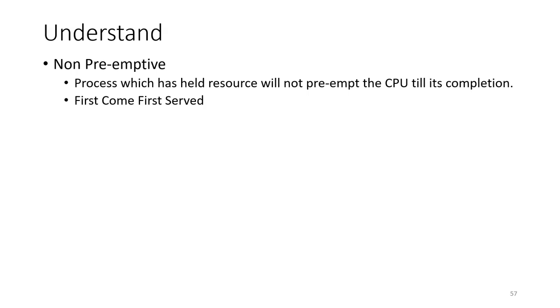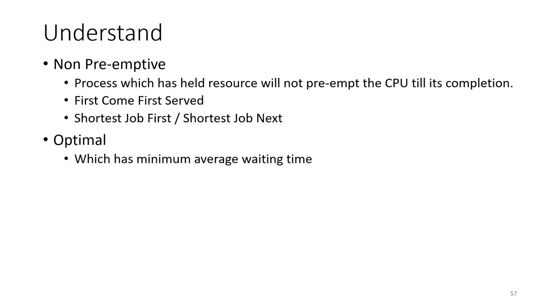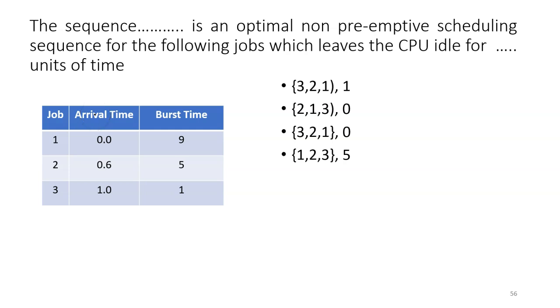And in previous video lectures we have seen that first come first serve is a non-preemptive scheduling algorithm, and shortest job first, which is also known as shortest job next, is also a non-preemptive scheduling algorithm. Then the next term is optimal, which was mentioned in the question. Optimal scheduling algorithm means which has minimum average waiting time. So four sequences are given in the options with the CPU idle time. So we are having three CPU idle times, that is 1, 0 and 5.